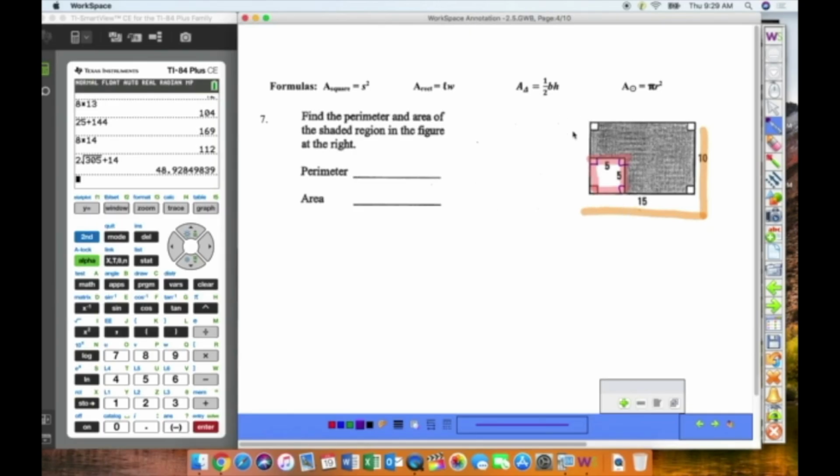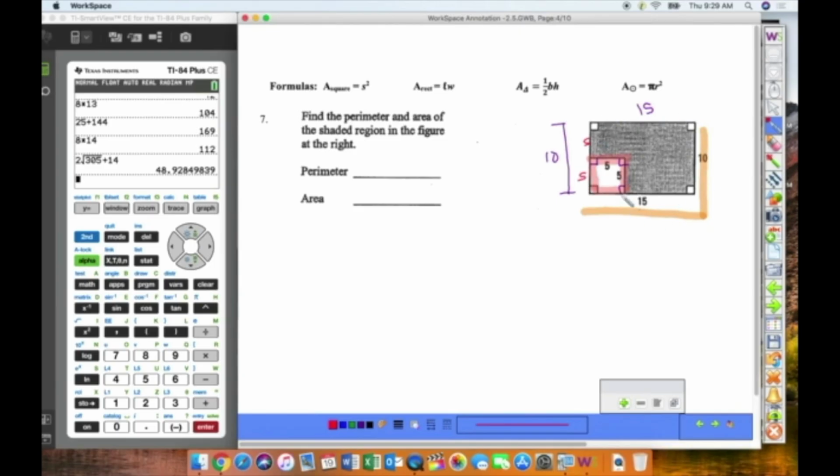Since the big outside shape is a rectangle and this is 15, you know that this guy up here is also 15 because opposite sides of a rectangle are equal. And if this is 10, this entire distance is 10 also. But we only want the perimeter of the shaded region. So this right here is 5. And since the entire thing is 10 in that situation, and this is a square, you know this is 5, and this has got to be 5 also. So now we can add these up.